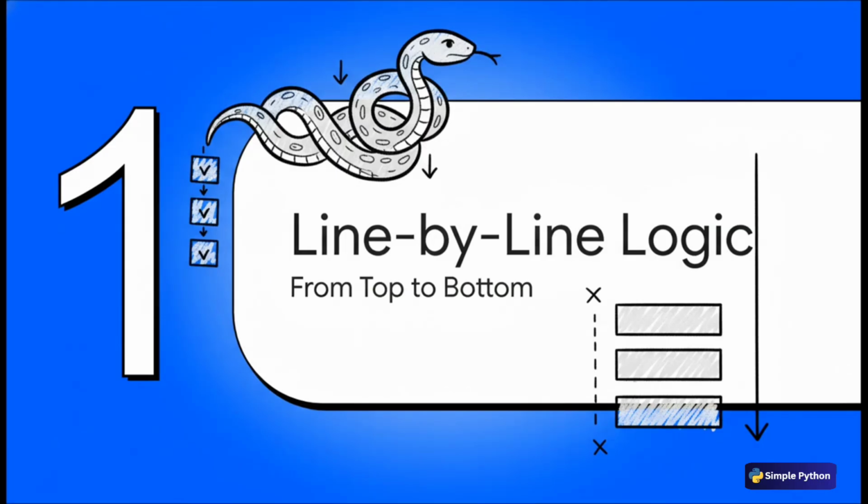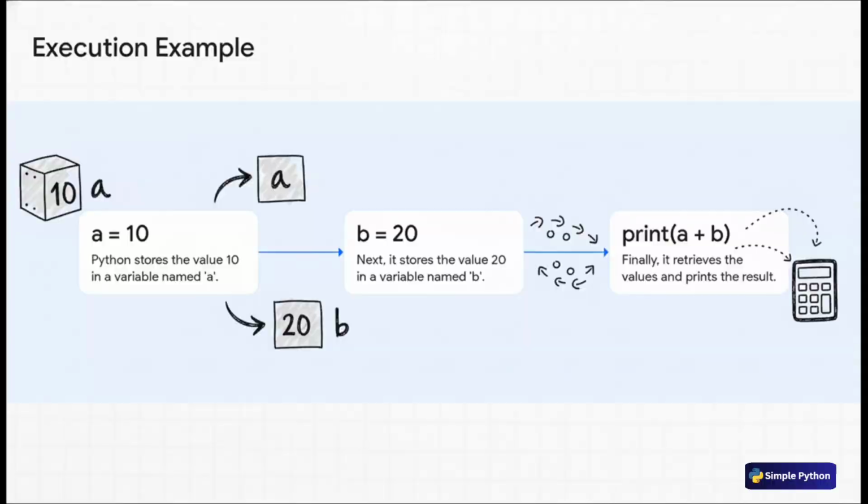Well, the answer is Python is a very methodical reader. It reads your code one line at a time, starting at the very top of the file and working its way down to the bottom. It doesn't skip ahead, it doesn't look back, it just goes in order. This little piece of code is a perfect example.